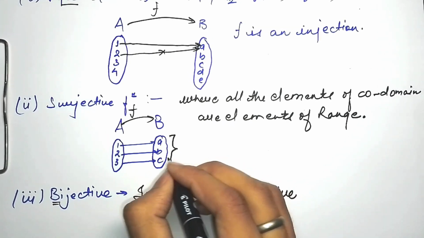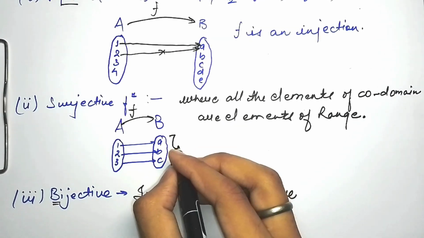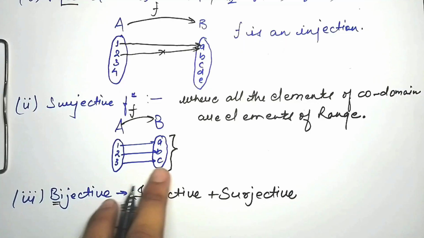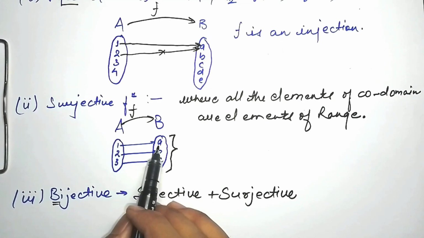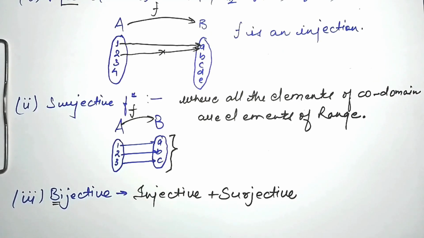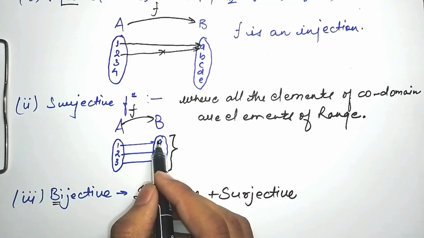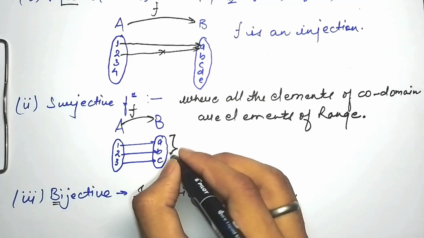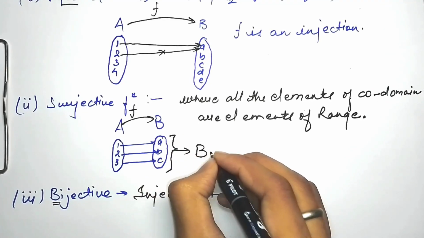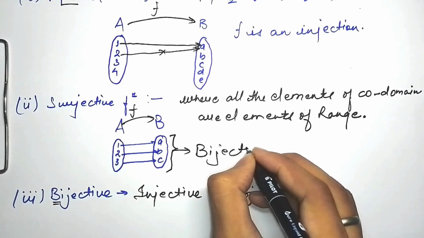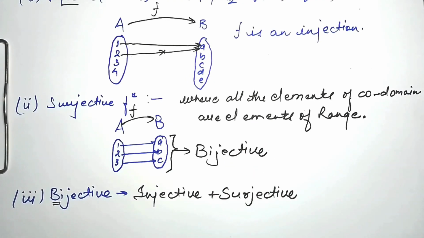For example, this could be a bijective function. Why? Because here it is injective, since every element has different images, and it is surjective because all the elements of the codomain are in the range. So this is bijective as well. I hope you understand till here. Now we will move on to inverse functions. So let us turn the page and understand inverse functions.